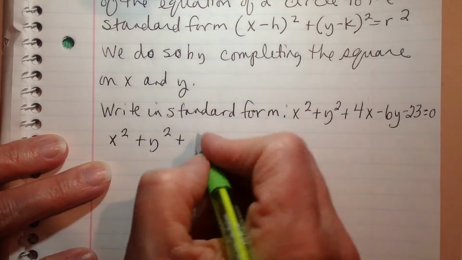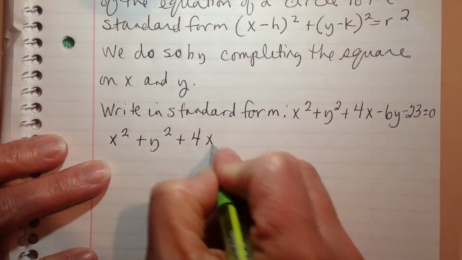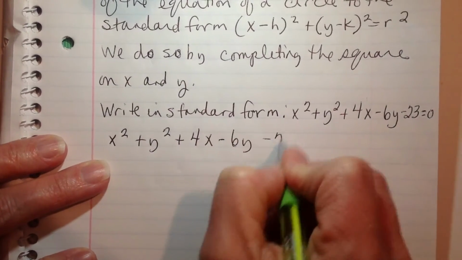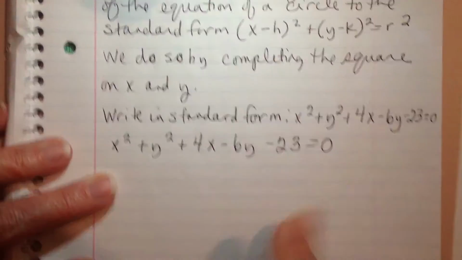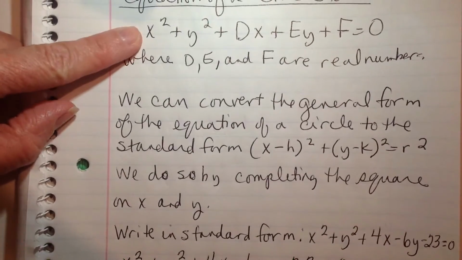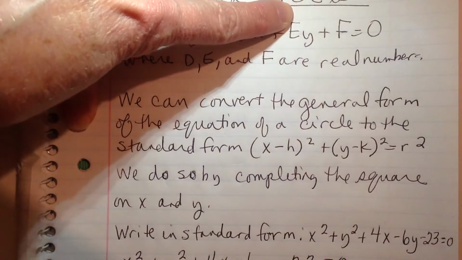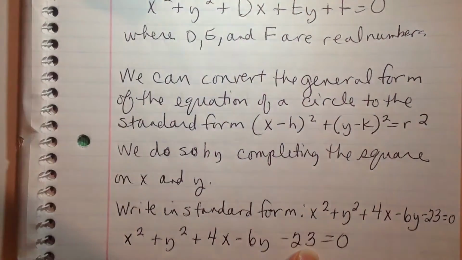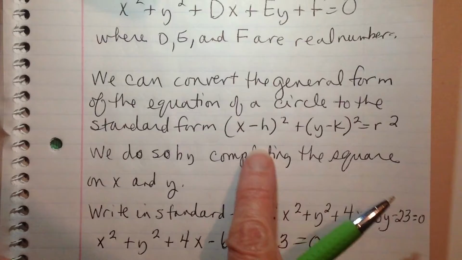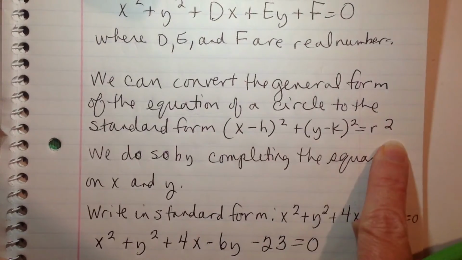This is the form that we were given. The problem is in general form. It's in this form here: x squared plus y squared plus dx plus ey plus f. So that's the form that it's in. Now we're wanting to go to standard form.